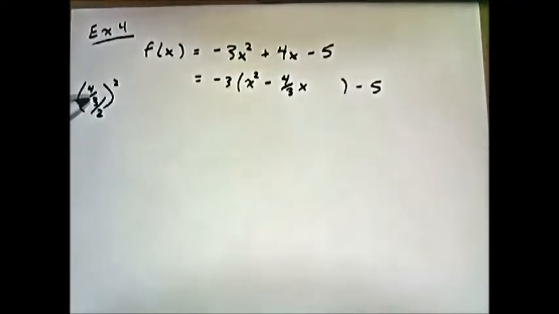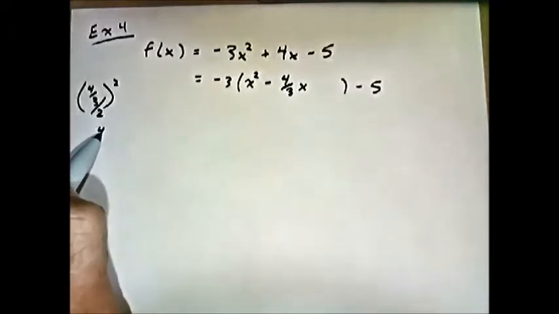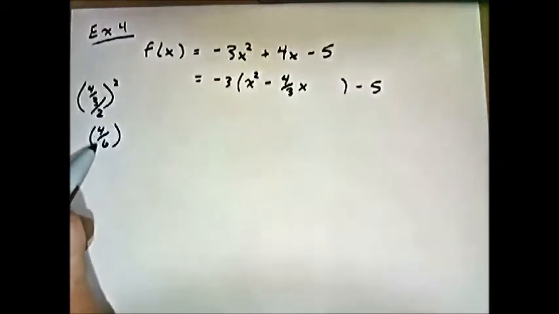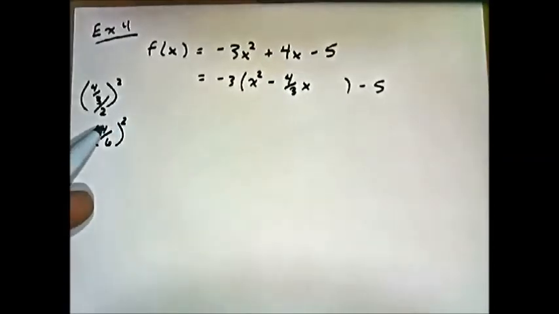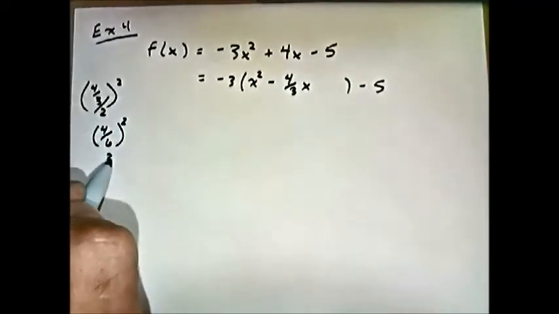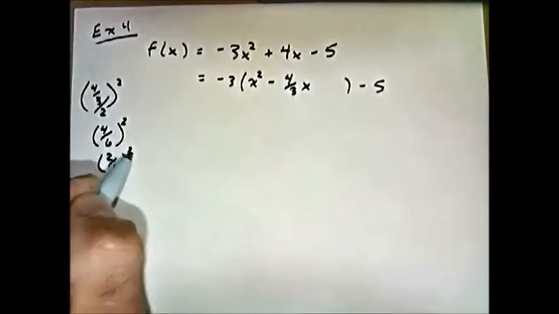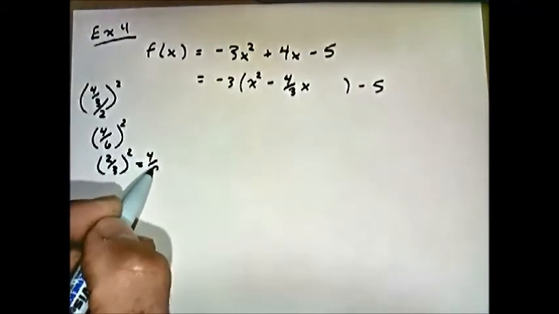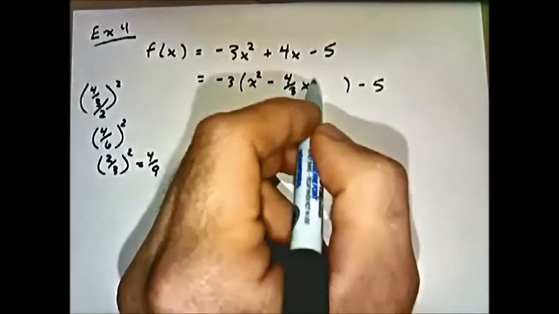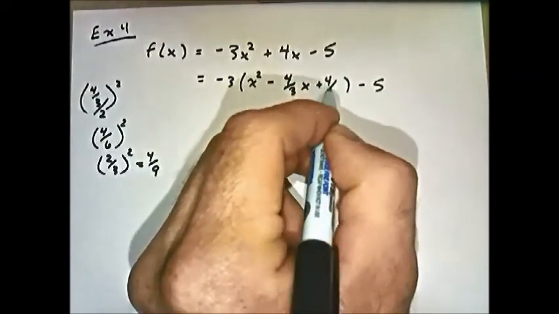Remember, to divide a fraction by a number, we can simply take the denominator of our fraction and multiply it by what we're dividing it by. So we end up with 4/6 squared. 4/6 we can reduce to 2/3, and if I square 2/3, I end up with 4/9. So I'm going to add 4/9 to this side.